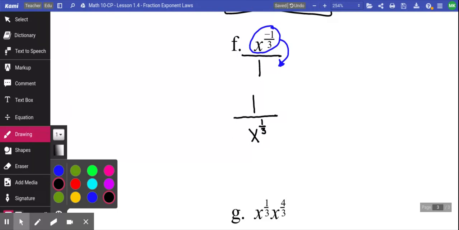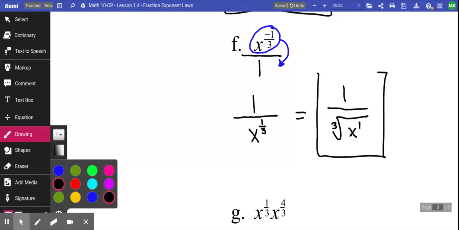Then I deal with the fraction, but not until it's in the denominator. It becomes the 3rd root of x to the power of 1. That would be your answer. You have to have that 1 divided by on top. You have to. Otherwise, you're saying it's not a fraction, and it is a fraction now.